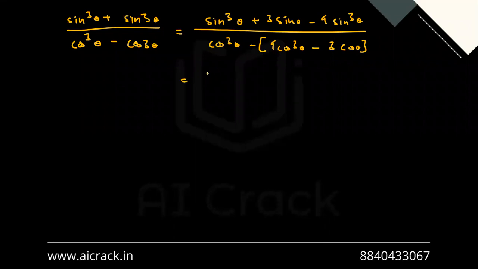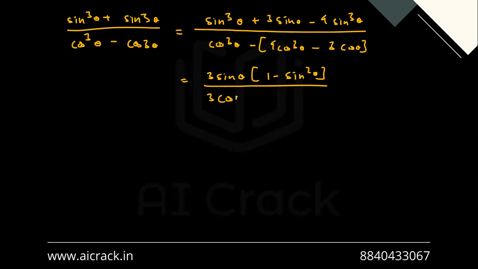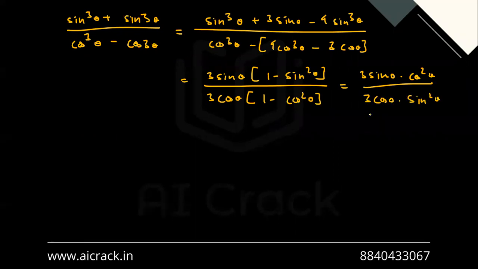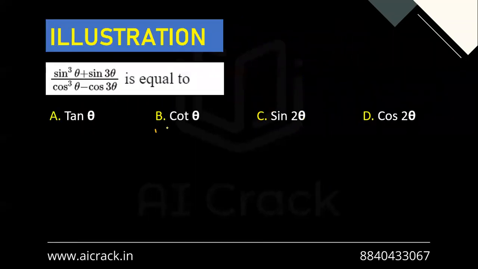Now what we can do is pull out 3 sine theta common over here, and we'll get 1 minus sine square theta. Similarly, in the denominator, we'll pull out 3 cos theta and we'll get 1 minus cos square theta over here. So what this becomes is 3 sine theta dot cos square theta divided by 3 cos theta dot sine square theta. So you can see that this is nothing but cot theta, right? So B is our correct option.